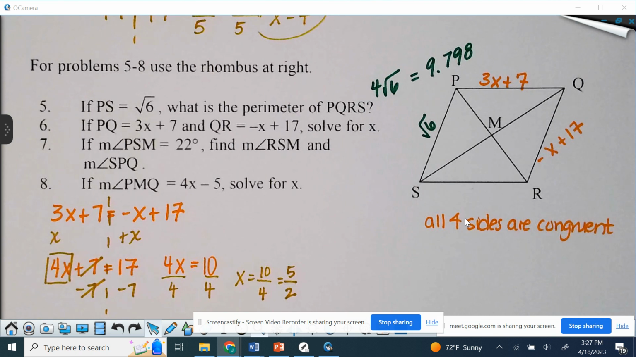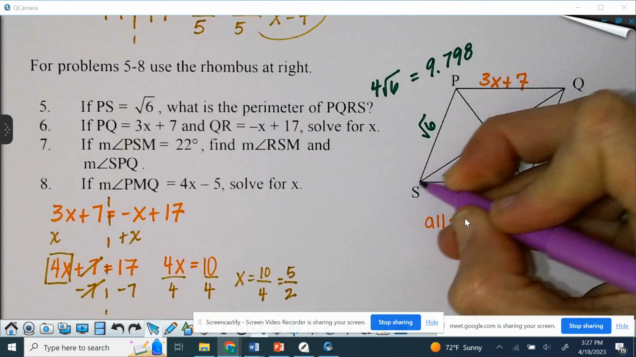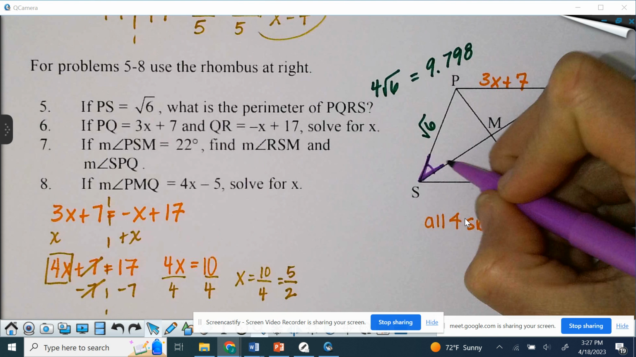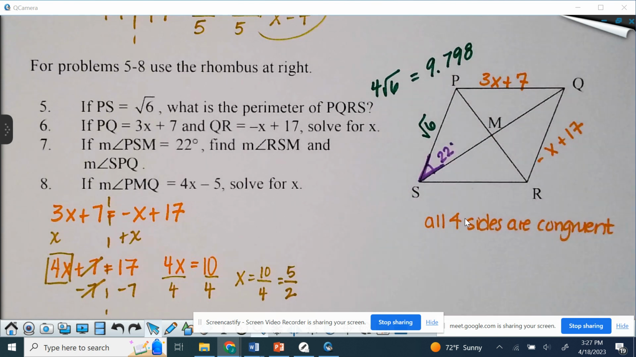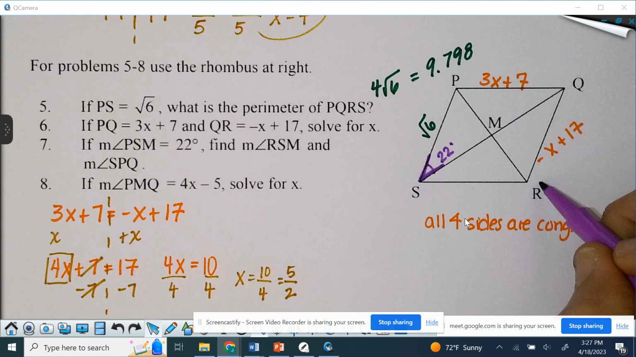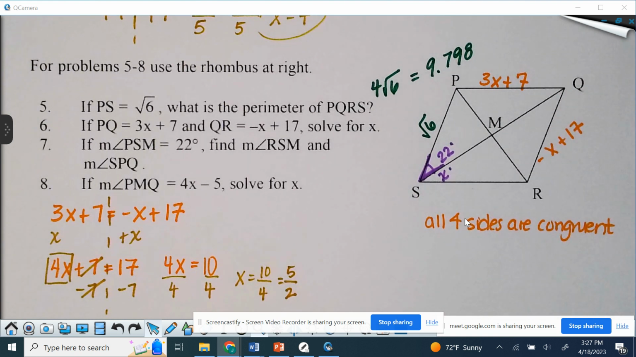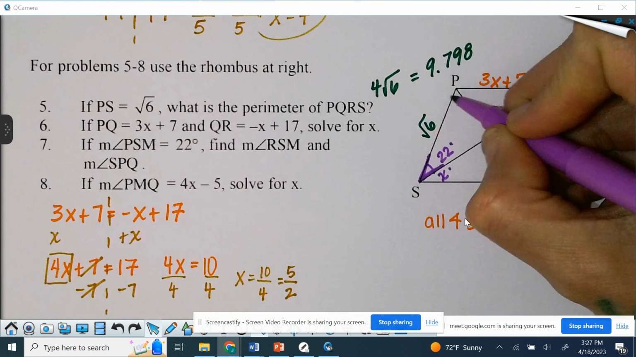All right, so number 7, if PSM, so we're looking at this corner right here, is 22 degrees, find RSM, so this is going to be our first X, and then SPQ, so we'll call this whole one our Y.